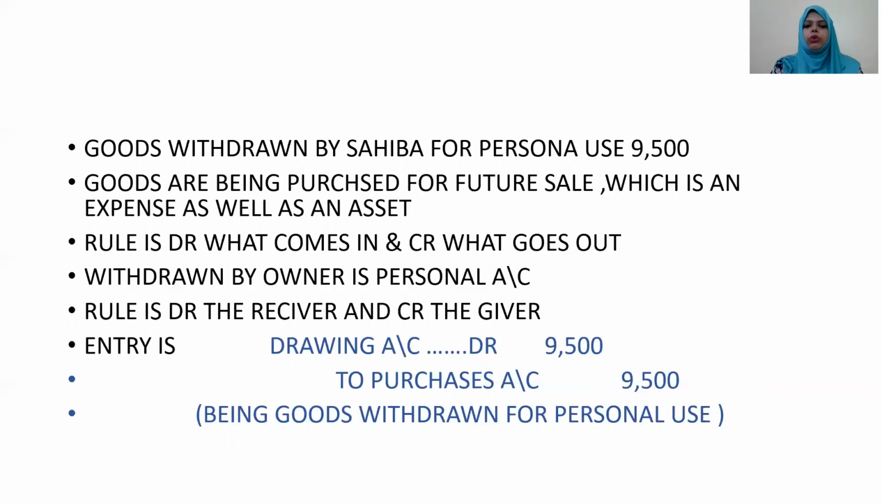So that is the chain followed in the business. The rule is debit what comes in, credit what goes out, for a real account. Withdrawn by the owner is a personal account, called drawings; that is, debit the receiver and credit the giver. Now you may have a doubt: why have I written drawings account debited to purchases account? Because goods belong to the purchase account, since you have purchased goods. It is an expense and it belongs to the purchase account.